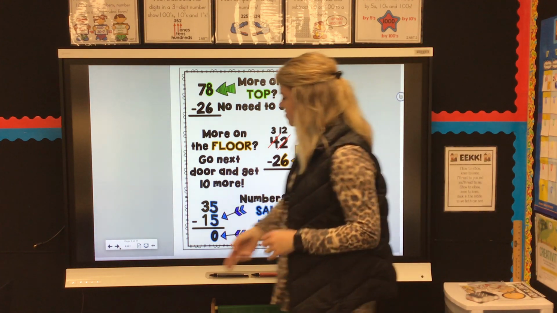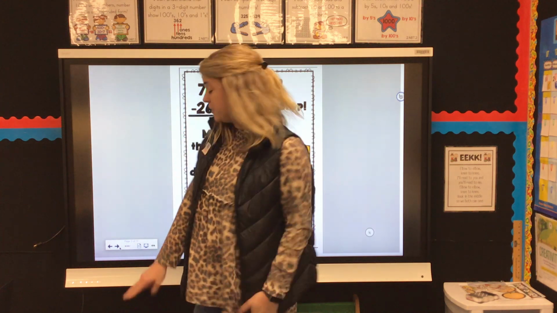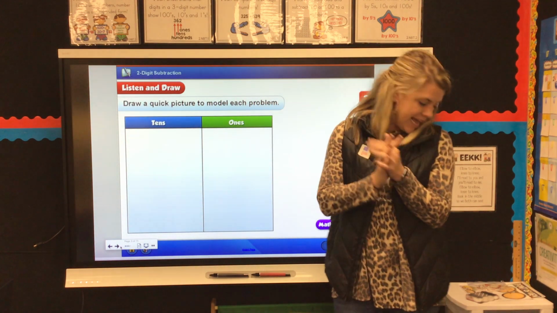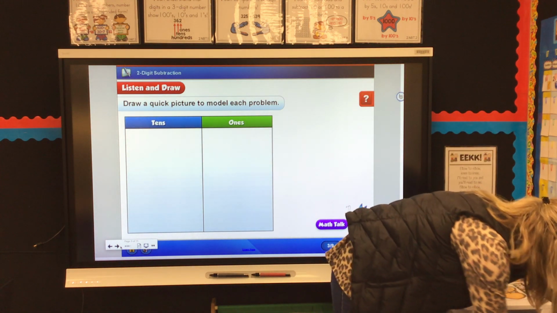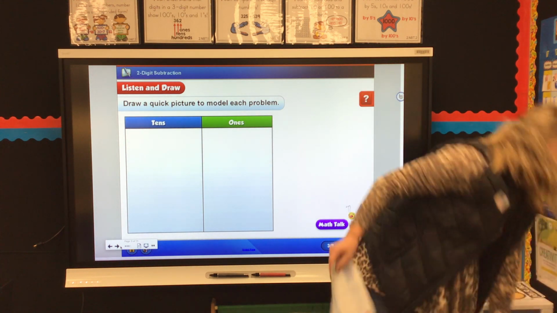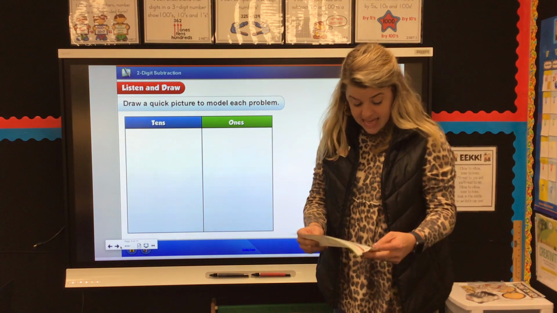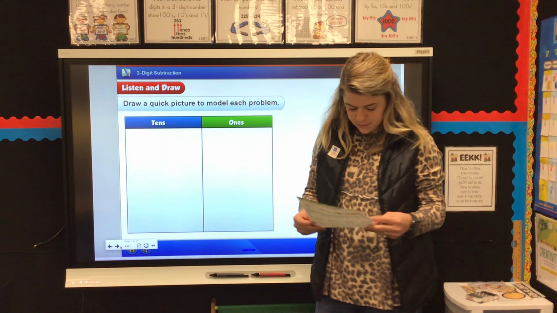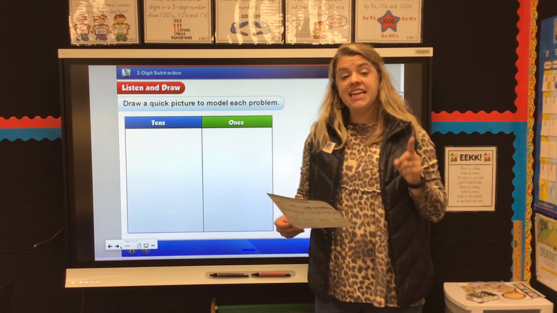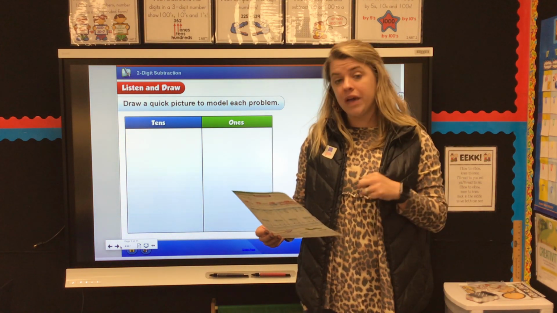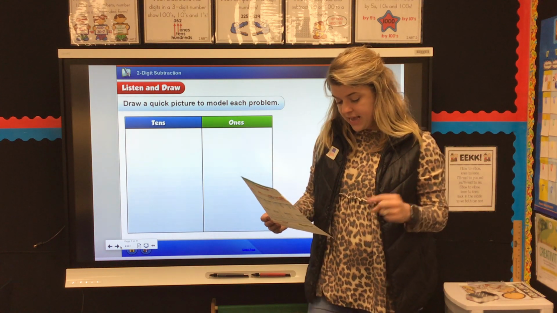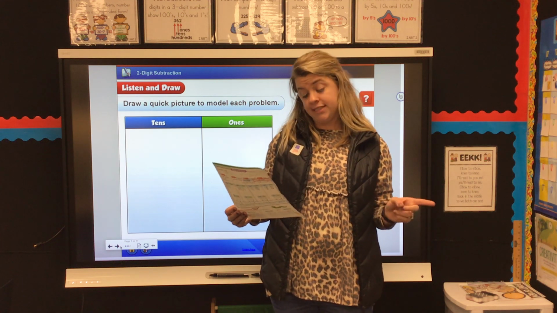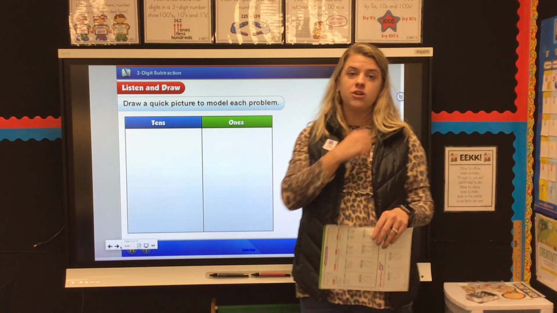All right, so you should have found page 245 by now, and we are going to be looking at our listen and draw. So here we go. I'm going to read a problem out loud, and you are going to solve it. Here we go. Devin had 36 toy robots on his shelf. He moved 12 robots to his closet. How many robots are on the shelf now?